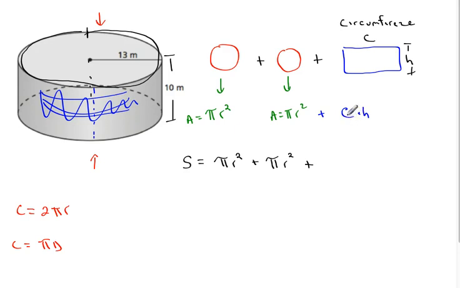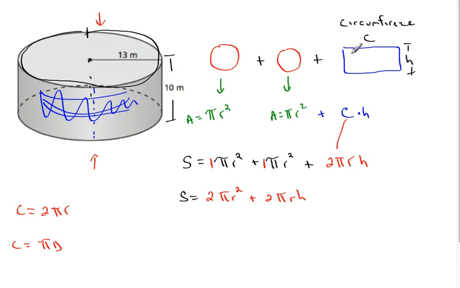Rather than writing circumference here, I'm going to write 2 pi r, which is the circumference. So 2 times pi times r, and then times h. So one more step. If you have 1 pi r squared plus another pi r squared, how many pi r squareds do we have? 2. We have 2. So 2 pi r squared plus 2 pi r h. And that is actually the formula of the cylinder.